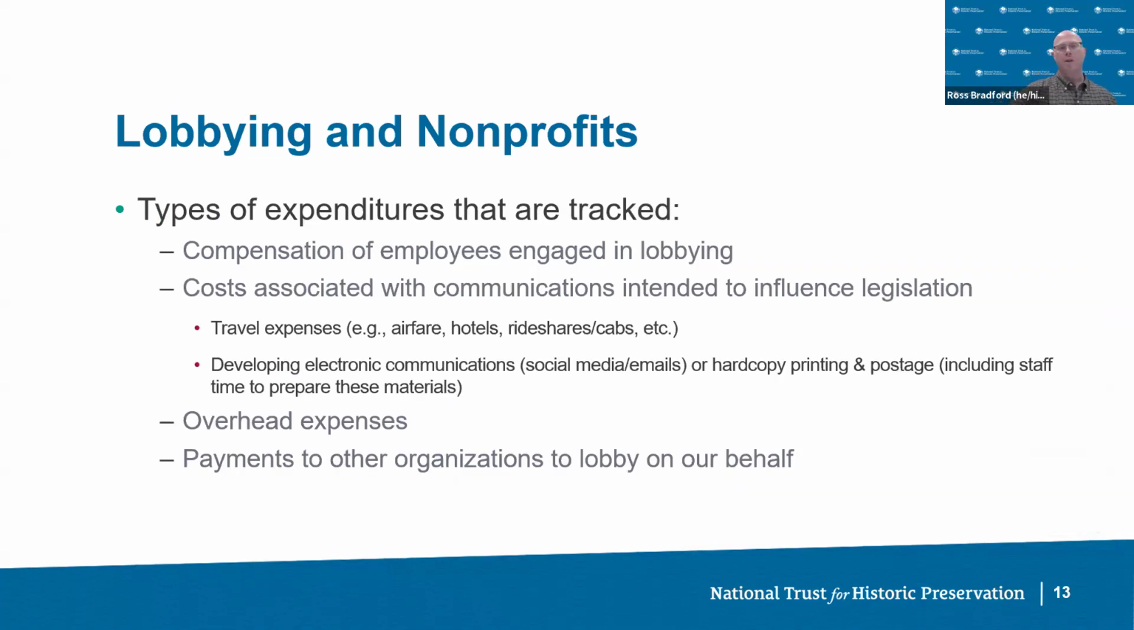So what type of expenditures are you supposed to track when you do lobbying? Well, you want to track any sort of compensation of employees. You want to track vendors that are lobbyists. You want to track any sort of cost associated with communicating with public officials. So if you're traveling somewhere, if you have airfare, hotels, if you're developing communications, that means social media, emails, or even hard print materials. And then you'd also want to consider postage or other expenses like overhead, or payments to third parties like a third-party lobbyist.